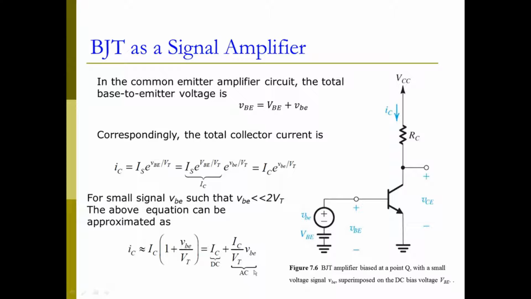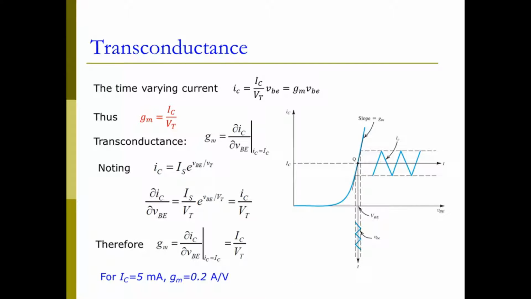Then we can see the total current will equal a DC component plus an AC component. If you look at this AC component, it is very interesting. This factor, IC divided by VT, is a constant related to the DC collector current, and vbe is the varying small signal at the base. Now we get the time varying current, which is the second part in the previous equation. Now we can define some term, for example, gm here. We can replace this IC divided by VT by gm.